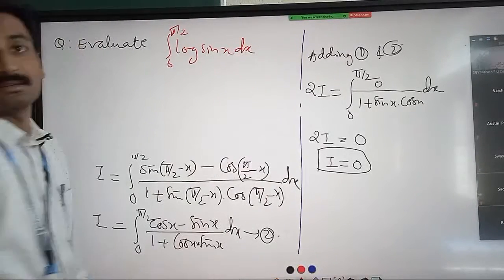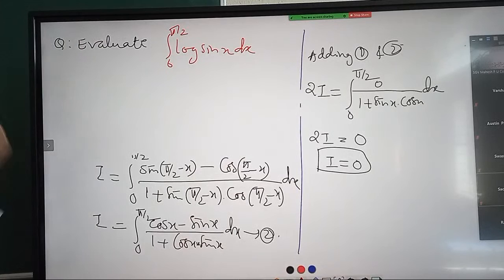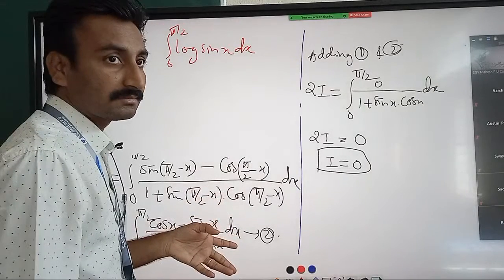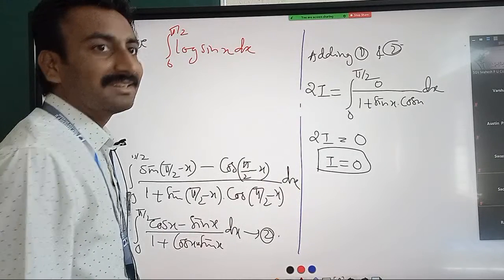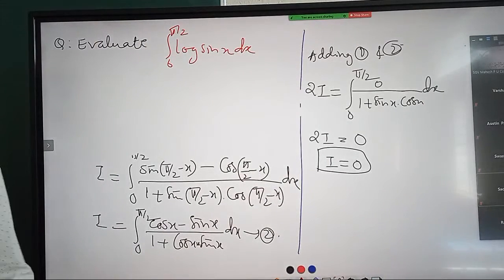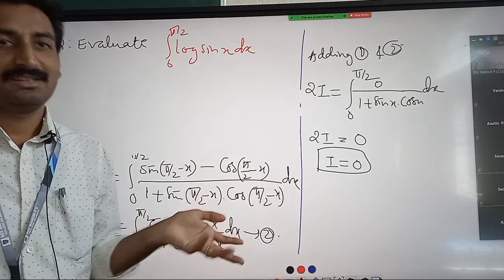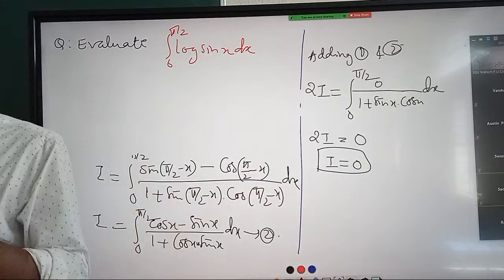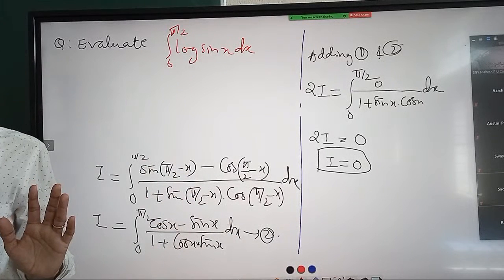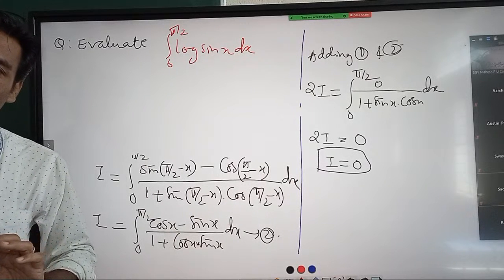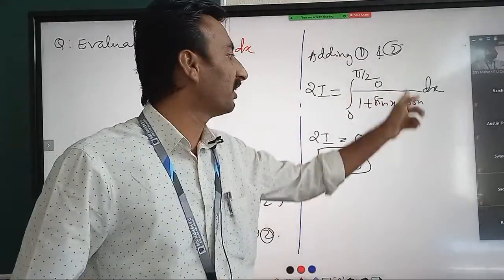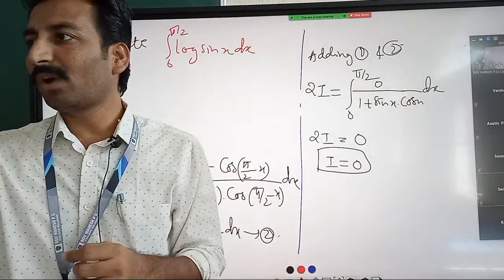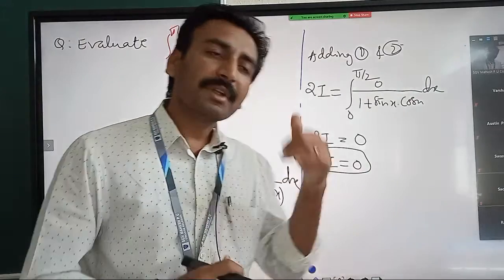Sir, integration of 0 is 0 only, sir. Integration of 0, answer is 0. I have written 0 only. Anything if you multiply by 0 gives 0. 0 multiplied by 1 divided by this quantity, 0 into 1 by 1 plus sin x into cot. 0 into any quantity goes to 0.